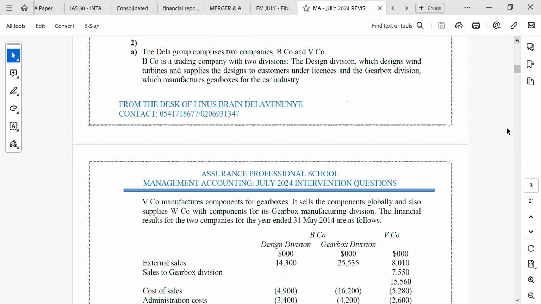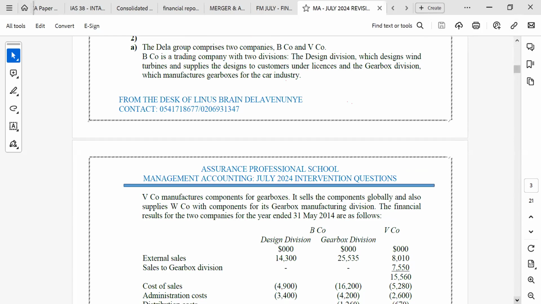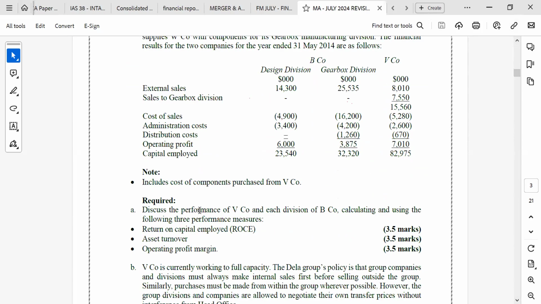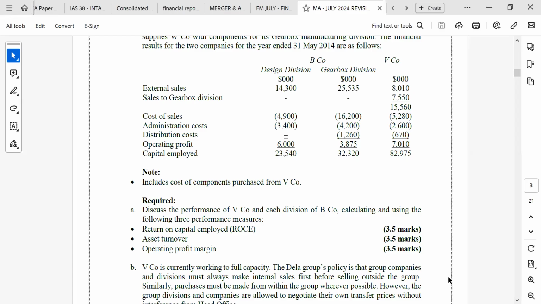Okay, so let's come here. This is just about performance measures: discuss the performance of VCO and each division of VCO, calculating and using the three performance measures. You have to do this calculation in a table form. So have your ratios here, then you have the divisions there. We have the design division and the gearbox division.